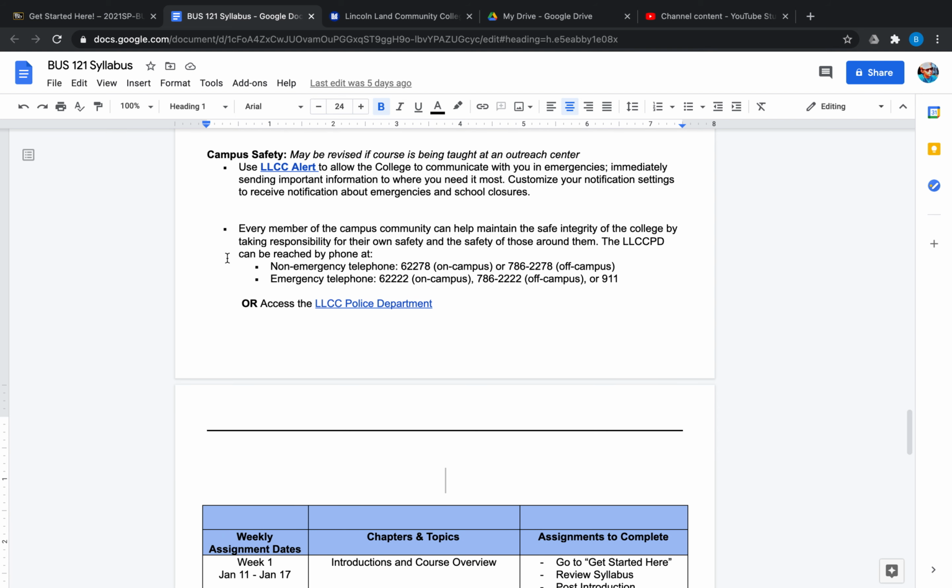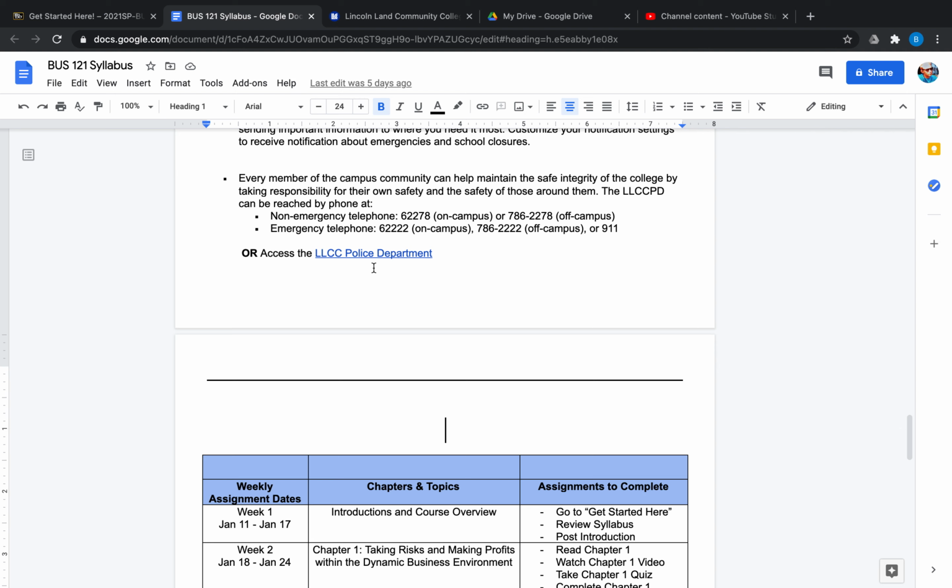For campus safety, especially right now with everything going on, I highly recommend using the LLCC alert system, especially as we get into the months of January and February, where weather is a big issue a lot of the time. If you are going to campus, they'll send out a notification if campus is closed, whether you're going to the Beardstown campus or the Litchfield campus or even the main campus here in Springfield. I definitely recommend signing up for that alert. You'll get a phone call, a text, or an email, and it just keeps you in the loop on anything that might be happening.